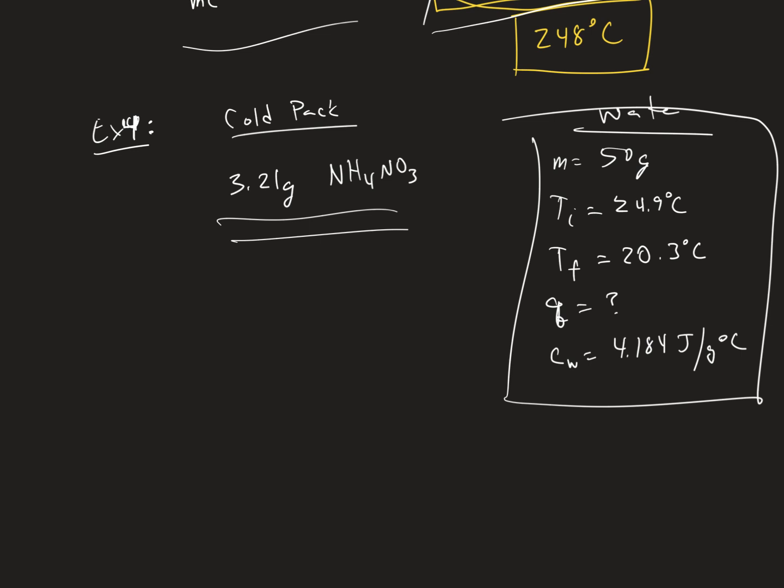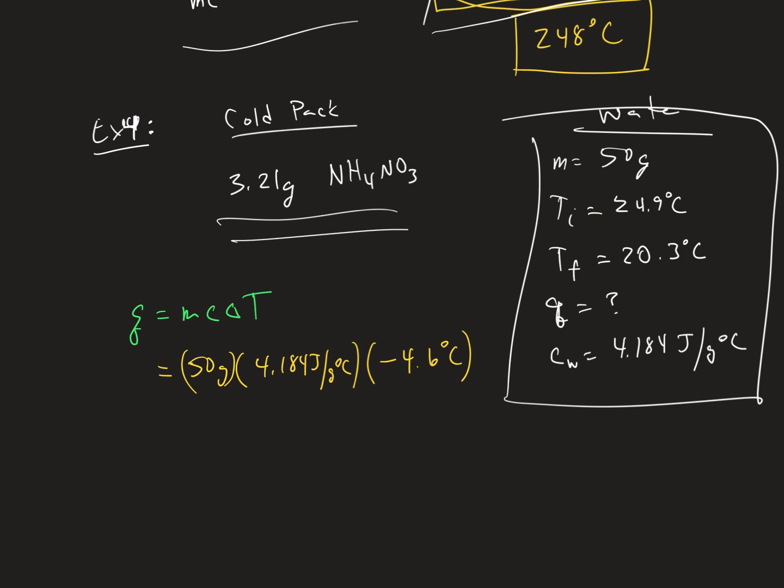So let's see what happens. Q is equal to mC delta T. We've already solved for Q, so that's good. We don't have to do anything. The mass is 50 grams. Specific heat is 4.184 joules per gram degrees Celsius. And what's the final temperature, or the change in temperature? Negative 4.6 degrees Celsius.